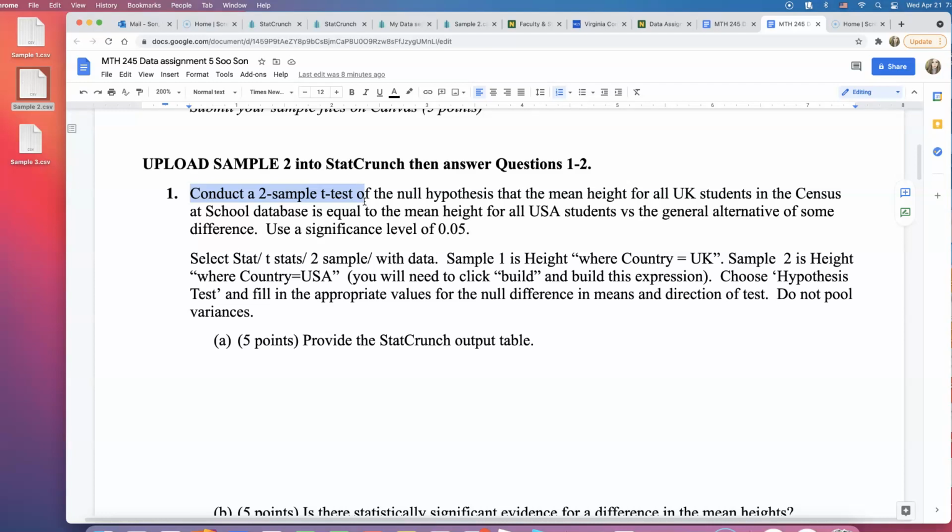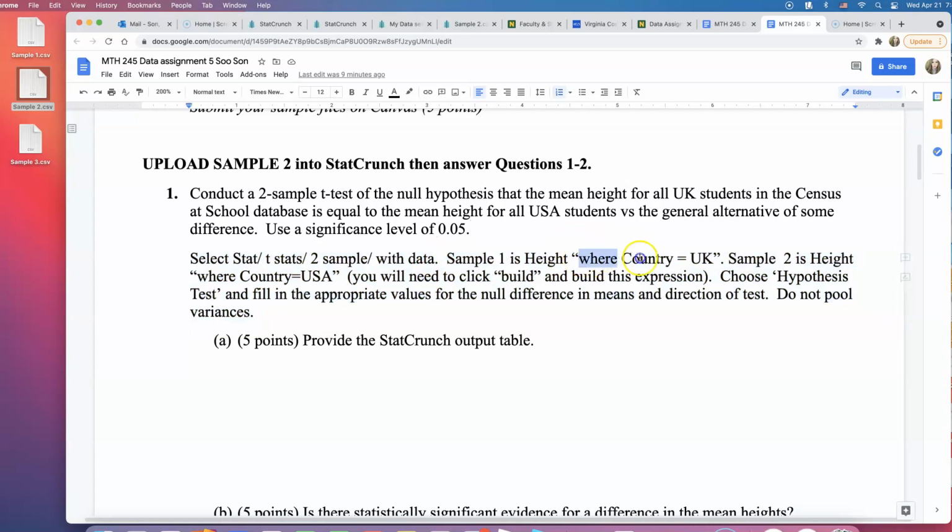And I give you steps. And this is what we're going to do. Let me go ahead and read this, and then we'll go to StatCrunch and do it together. Select stat, t-stats, 2-sample with data. Sample 1 is height, where country equals UK. Sample 2 is height, where country equals USA. And it says you will need to click build and build this expression.